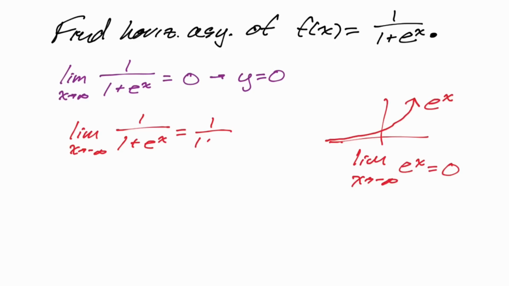So you get 1 over 1 plus 0, which is 1. So we're getting y equals 1. So this has 2 different horizontal asymptotes. You really got to look out for that.